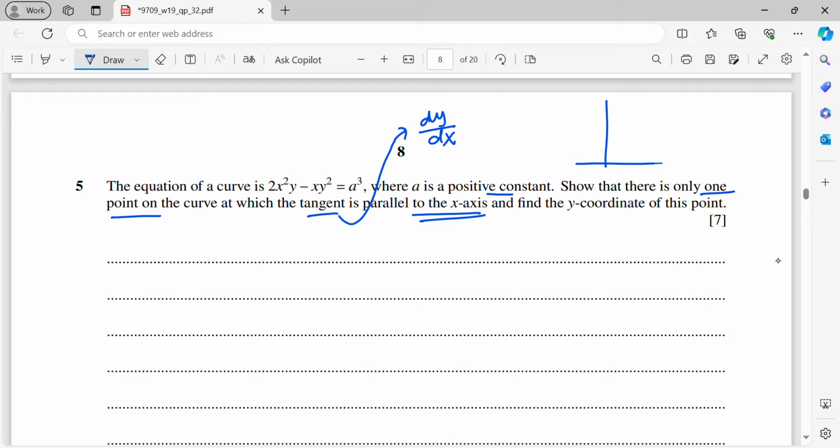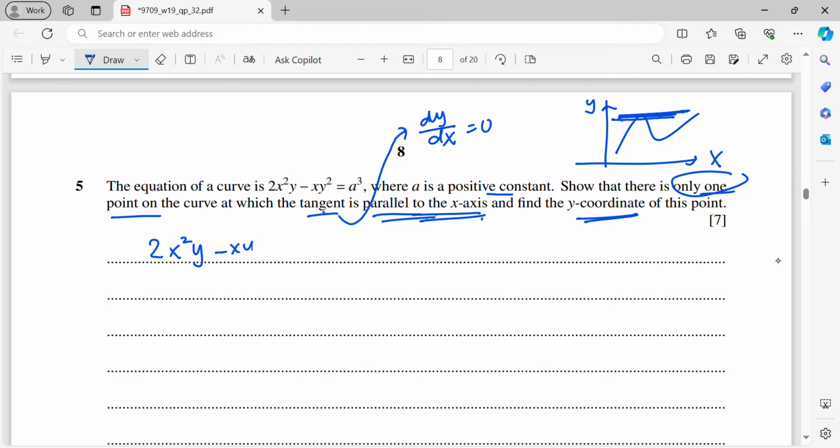Okay, for your information, if this is a graph, the tangent is parallel to the x-axis means that dy/dx equals 0. Right, so you need to show that when dy/dx equals 0, there's only one point, and find the y coordinate of this point. Alright, so now what to do is, you need to differentiate.